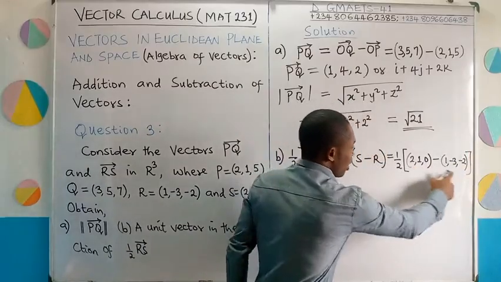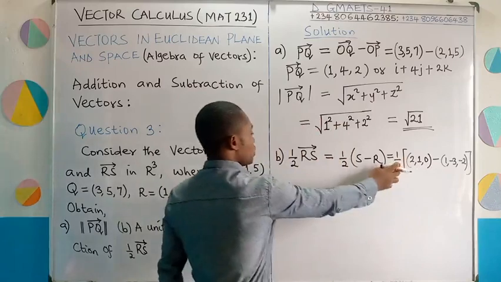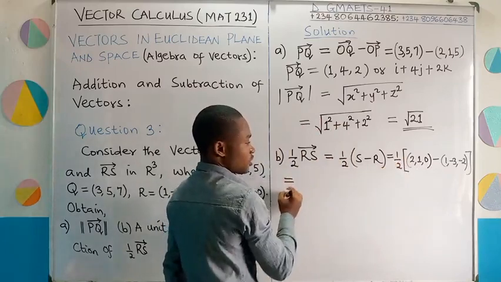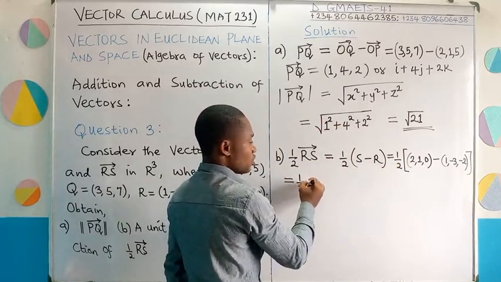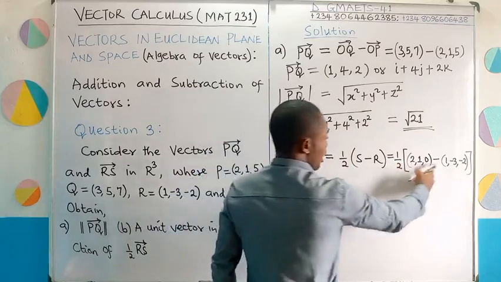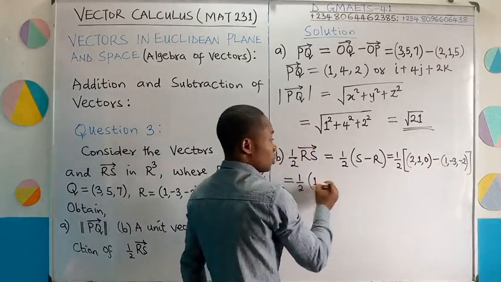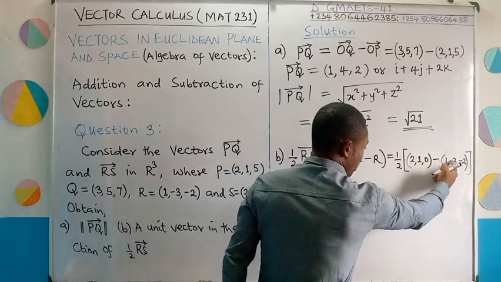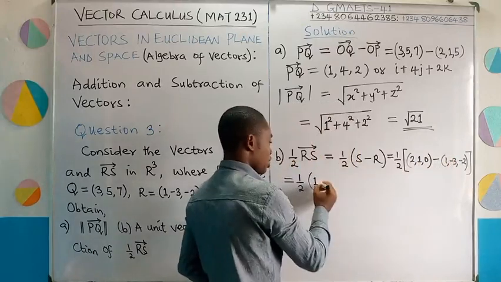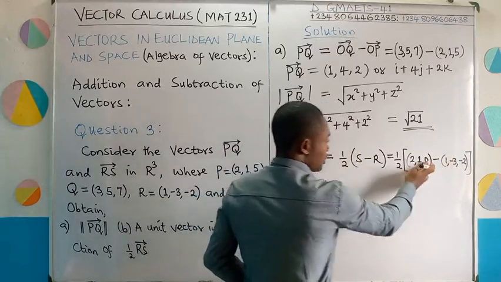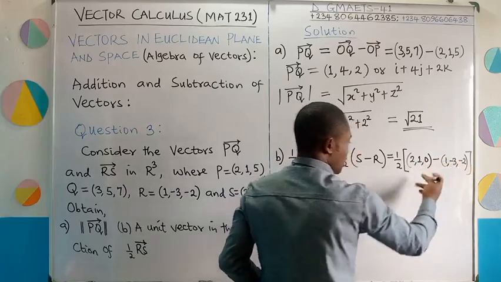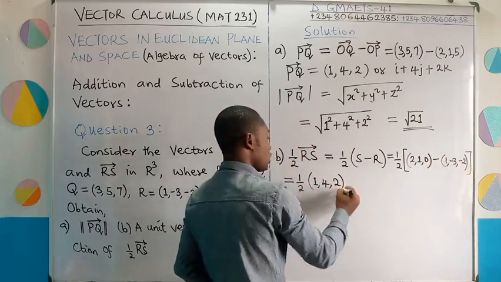We are going to carry out this subtraction, and then whatever we get, we divide by 2. This is going to give us 1 over 2, and then 2 minus 1 is 1. We have 1 minus 3, which will become 1 plus 3. That's going to give us 4. Then 0 minus 2, which is 0 plus 2. So we've got 2 here.